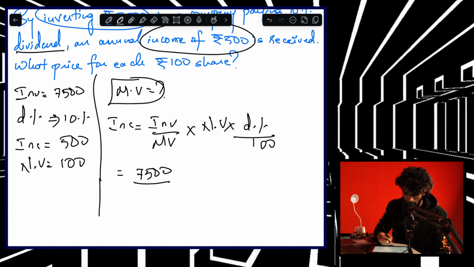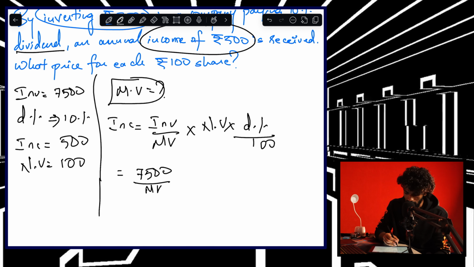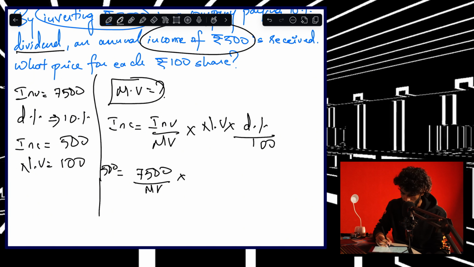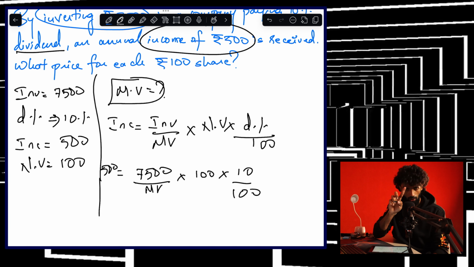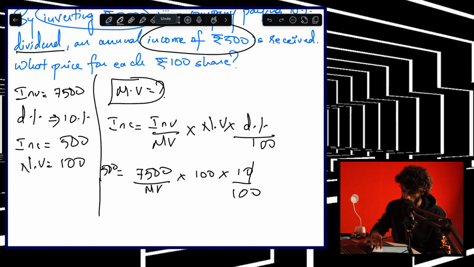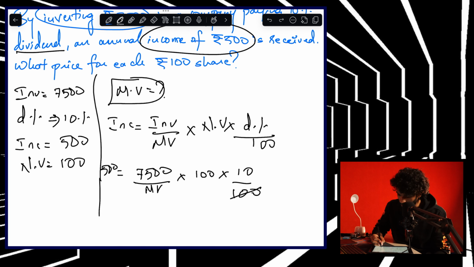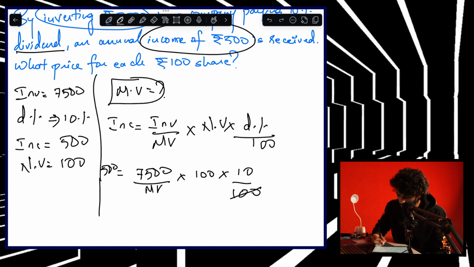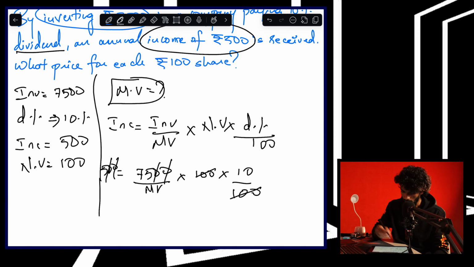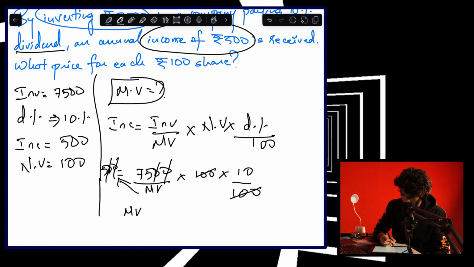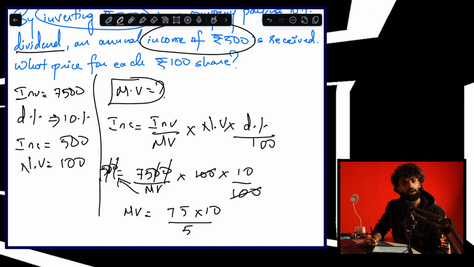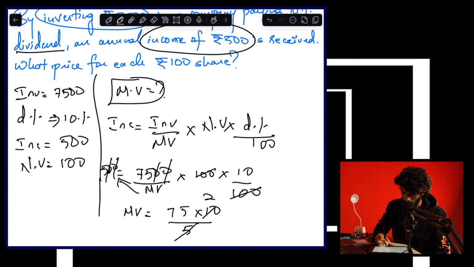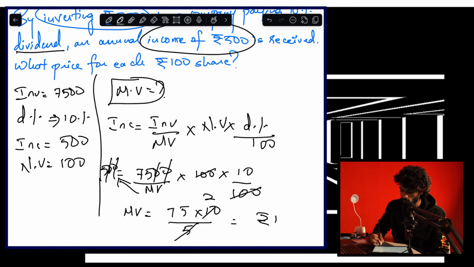So do we know the investment part? Got it, 7,500. MV we do not know, but I know the income. Left hand side, I'll fill it up with 500 times. NV is 100. D is 10 by 100. If you are careless, you'll cancel this 0 and this 0. Don't do that. Keep that as a habit. Always try to take off the hundreds together. It's important. I know it's easy, but it's important. So I'll use these 2 zeros and cancel off these 2 zeros. Done. I'll shift the MV to the other side. MV equals 75 into 10 by 5. So 5 times 1, 5 times 2. 75 times 2 is rupees 150.